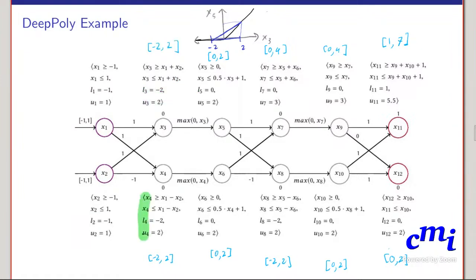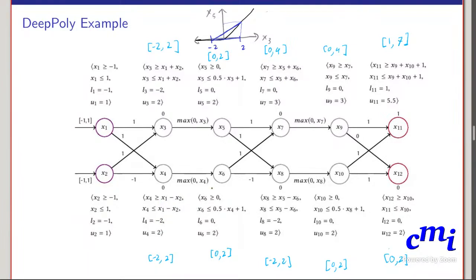And similarly, the same thing. We say that x4 is x1 minus x2. x4 is again both greater than and less than x1 minus x2. And again, we get L4 as minus 2, U4 as 2, right? Because we substitute the concrete bounds. To get the concrete lower bound of x4, for example, we substitute the concrete lower bound for x1 and the concrete upper bound for x2, and we get minus 2, similar to how you do interval calculation.